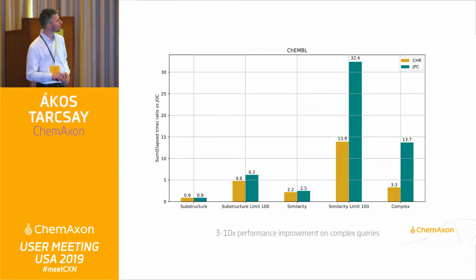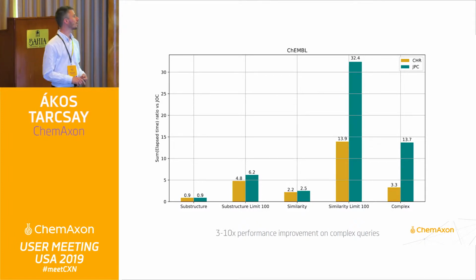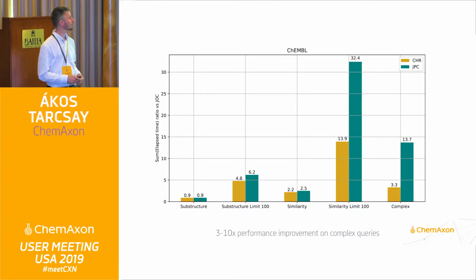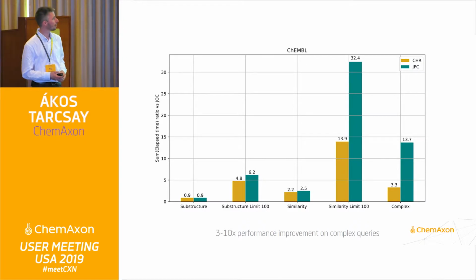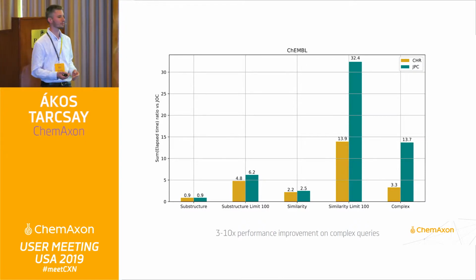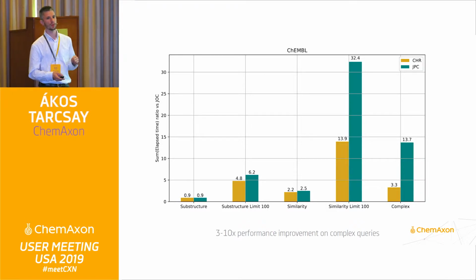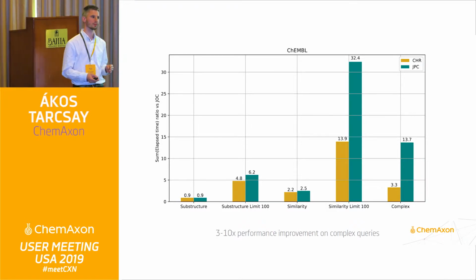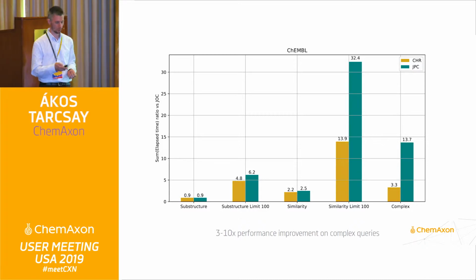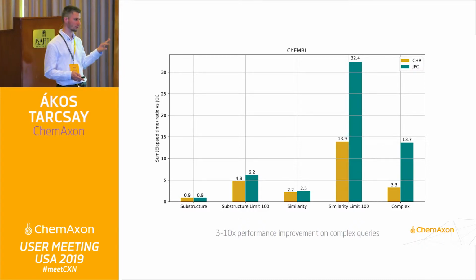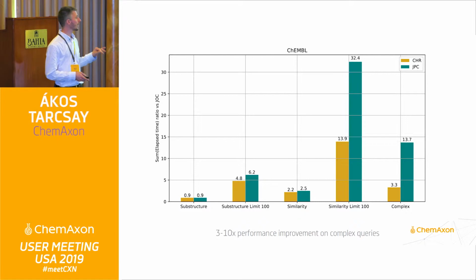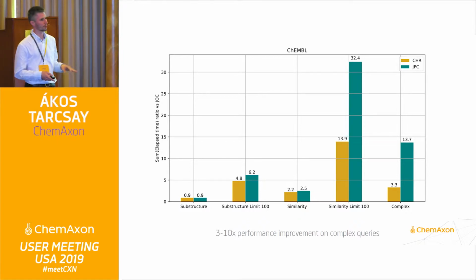And in complex queries, the Coral resulted in 3 times faster results, while the new Postgres cartridge yielded 13 times faster than the previous one. And we discussed the substructure results as well. These were measured on EC2 instances with Oracle Enterprise license and with Oracle Enterprise system, and these results were generated last November.